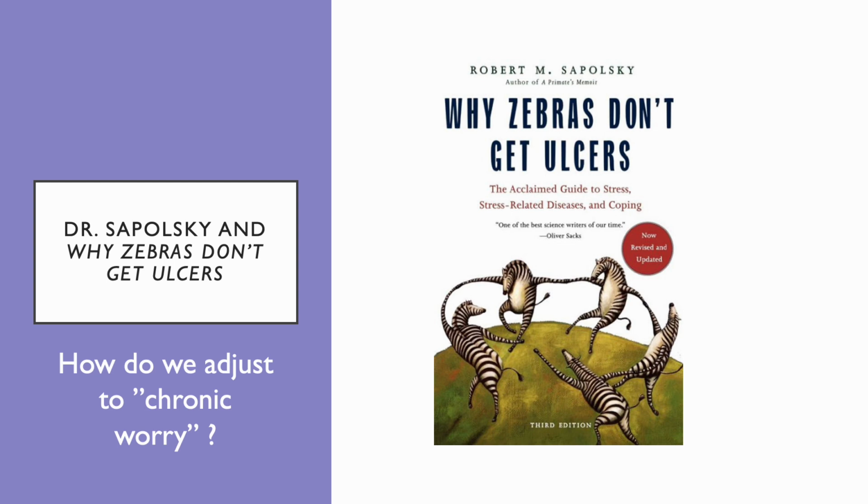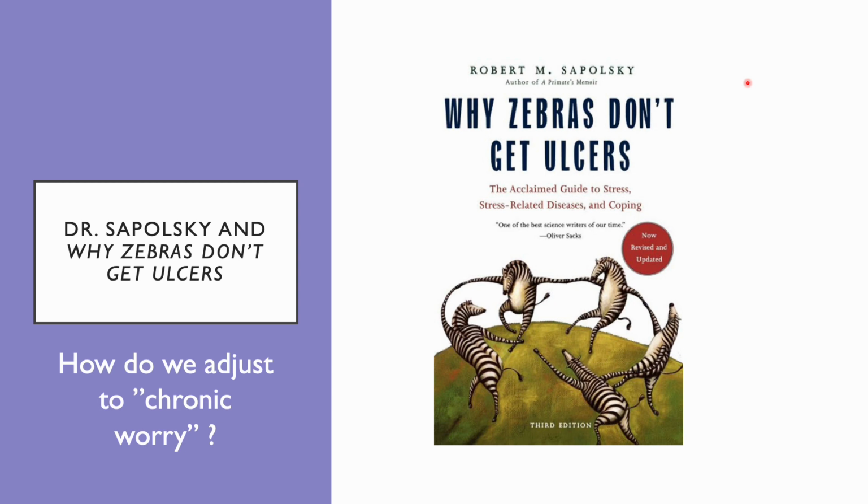Now, there's a famous scientist at Stanford University. His name is Dr. Robert Sapolsky, and he has been studying stress for most of his career. He wrote this book here called Why Zebras Don't Get Ulcers. I definitely recommend it. It's a great read, and it essentially talks about how we need to try to catch up and adjust to chronic worry. Unfortunately, we are undergoing this chronic psychological stress that our body has not really figured out how to adapt to.